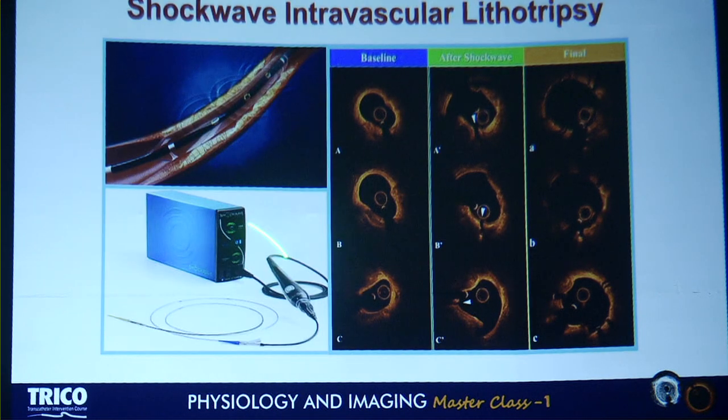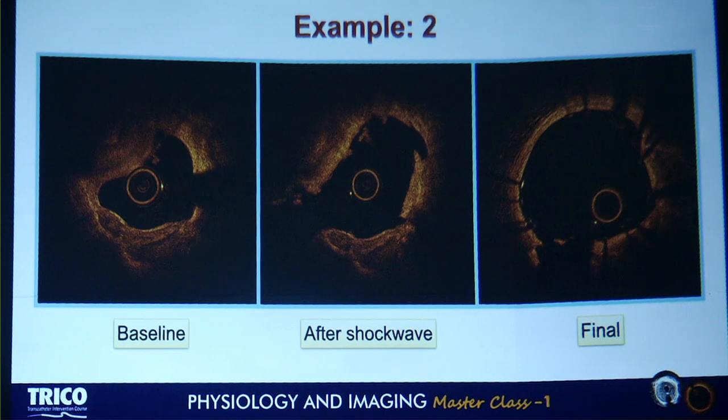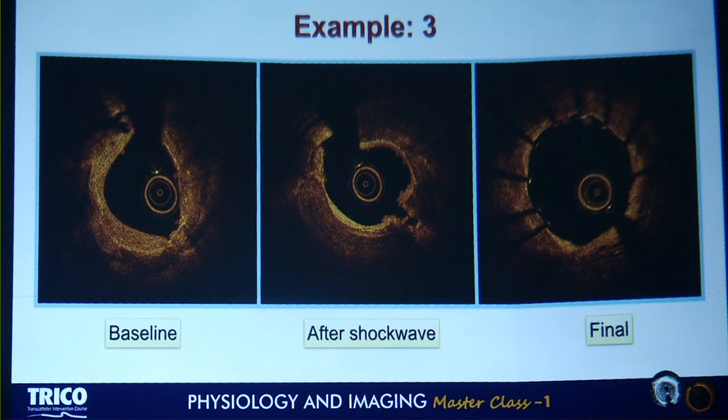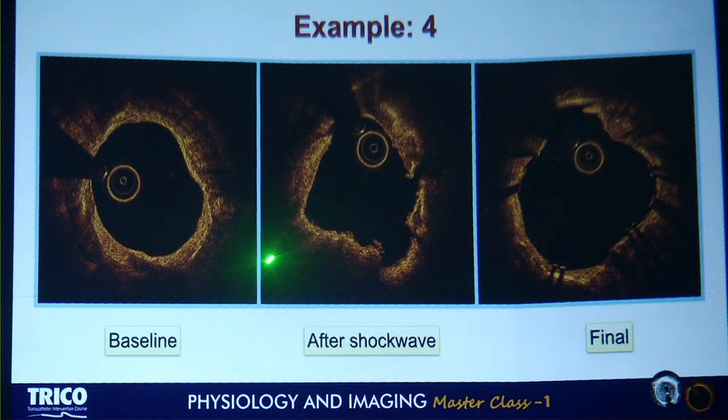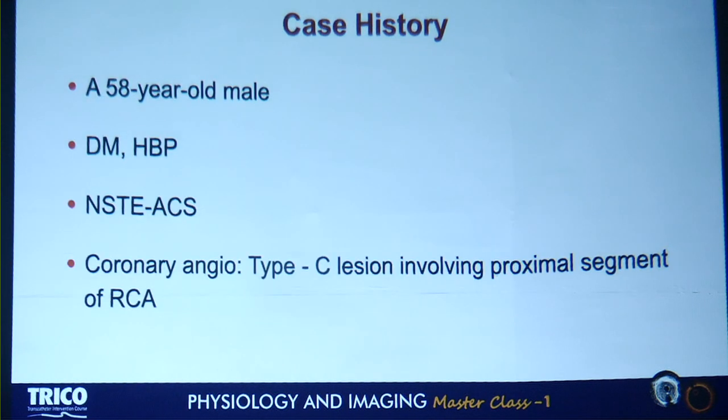And this is IVL, which we are using very frequently nowadays in our lab. You can see the stent expansion index at baseline, after shockwave, and this is the final result. It becomes good. This is a nodule. We will discuss it in our panel discussion. It's a malignant condition where you can't get the best result most of the time, but still. Again, another example. There are a few more examples, so I am just wrapping up.